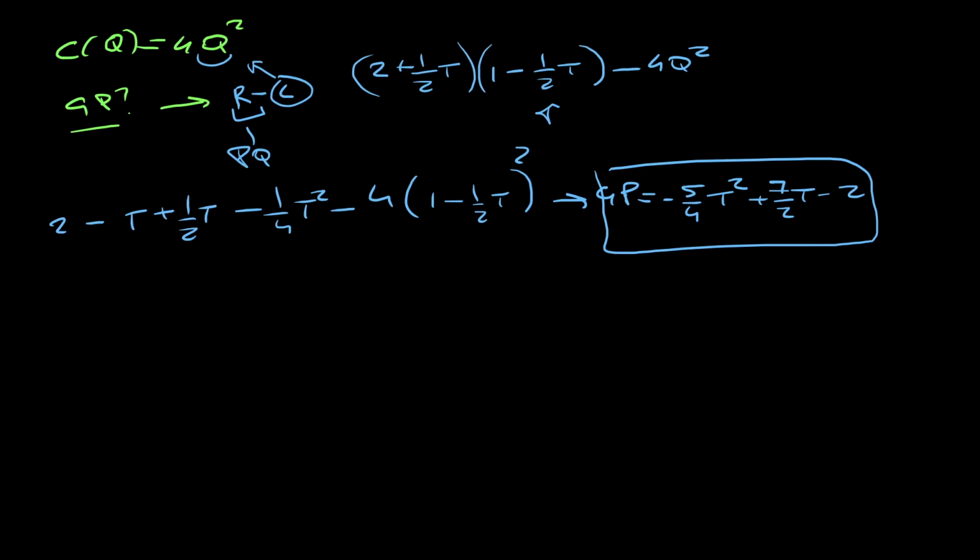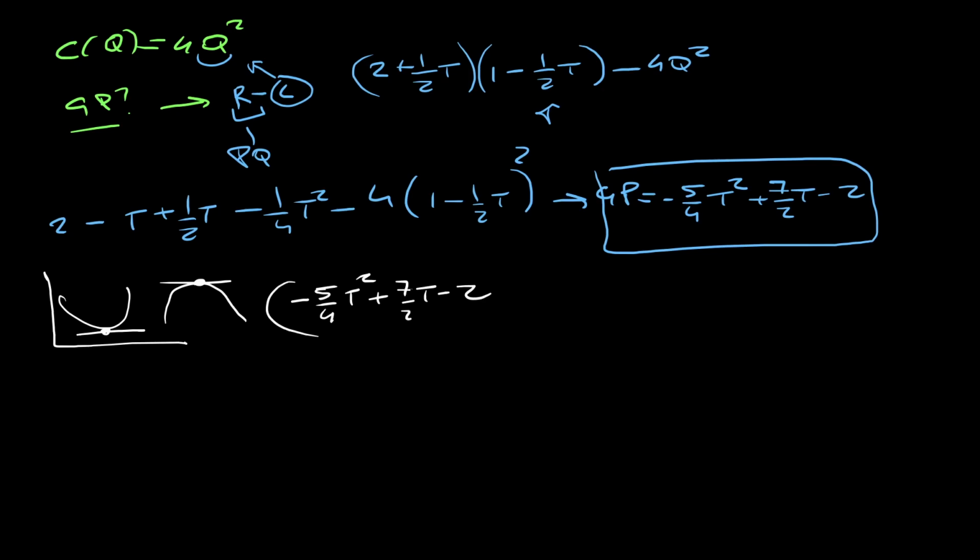So now we are asked, where is it that the profit is maximized? The same thing, we can either have a situation like this or have a situation like this. In both cases, we are asked to find this point, where the first derivative is equal to 0. So all we're doing here is finding the first derivative of the gross profit equation. So minus 5 divided by 4 t squared, then 7 divided by 2 t minus 2. So we are asked to find where the derivative of this is equal to 0.